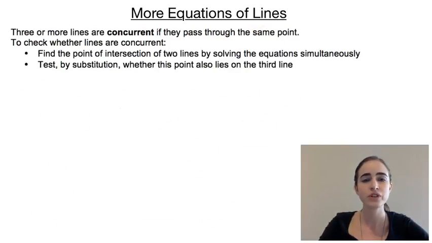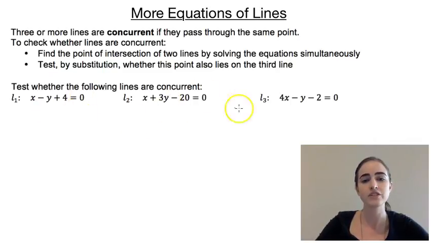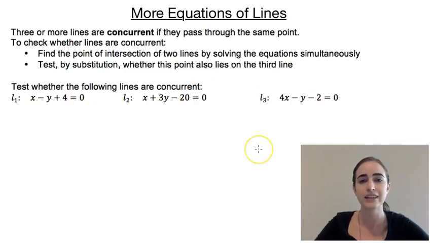The last concept I want to look at today is something called concurrent lines. So if we have 3 or more lines, they're concurrent if they pass through the same point. So to check whether three lines are concurrent, we're going to pick two of them, and it doesn't matter which two. We'll solve them simultaneously to find their point of intersection, and then we're going to substitute that point of intersection into the third line and see if it makes sense. So see if that point lies on that line as well. So with this example, we've been given the equations of three lines, so line 1, line 2, and line 3, and asked to see if they're concurrent.